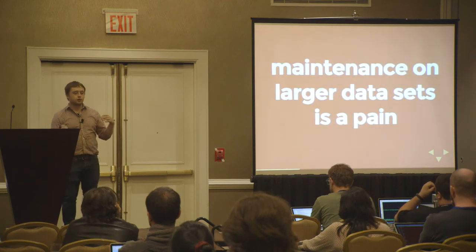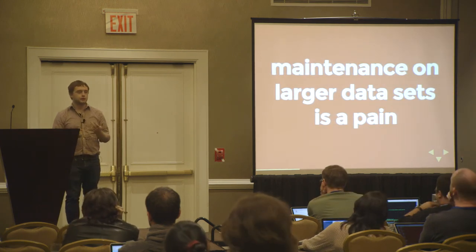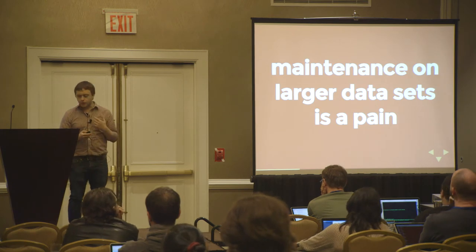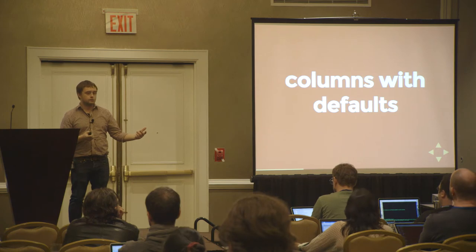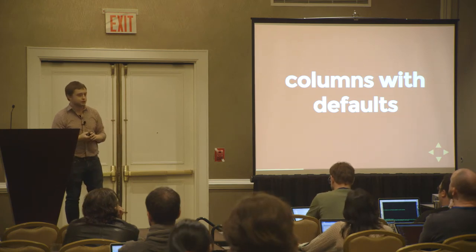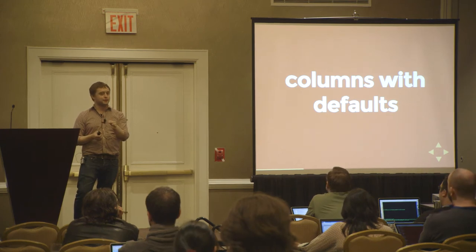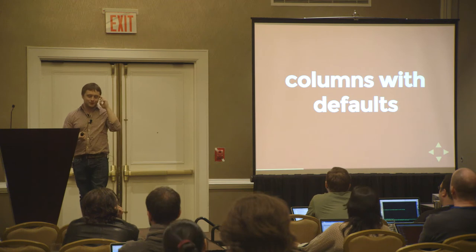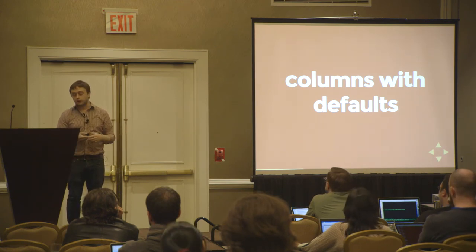But the real reason is maintenance on larger data sets is a pain, and some of these things like adding a column with a default. This is one of my gripes with Postgres. They make it so easy to add columns, but then once you try doing it with a default, you don't really know that that's a problem until the first time you take down your production system. Then you learn, because it's going to have to rewrite the entire table with that default.